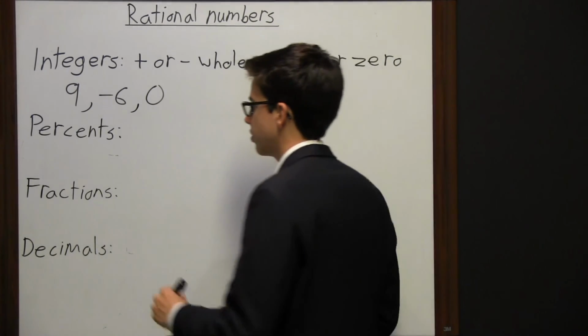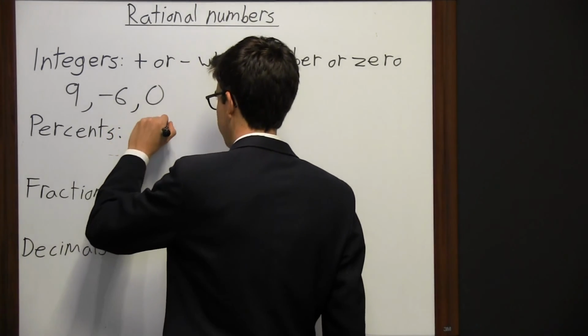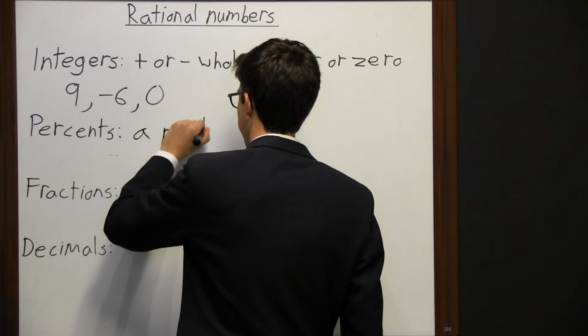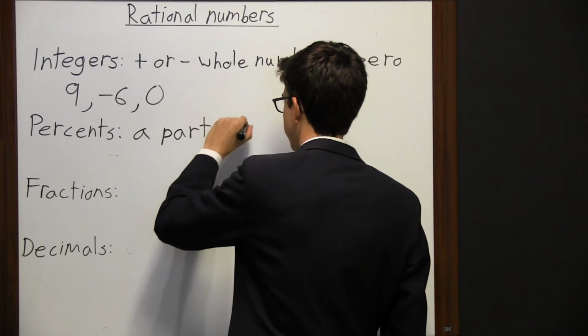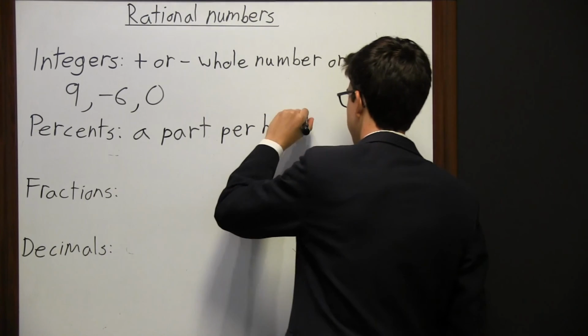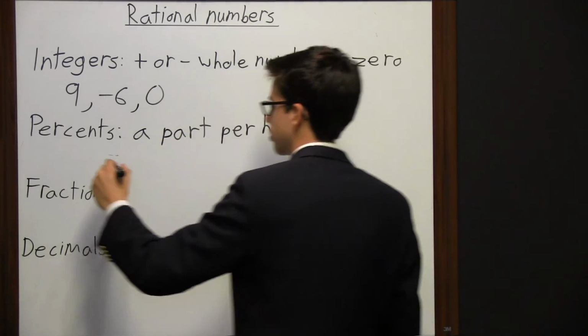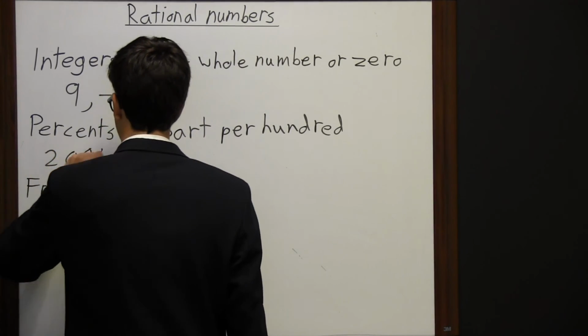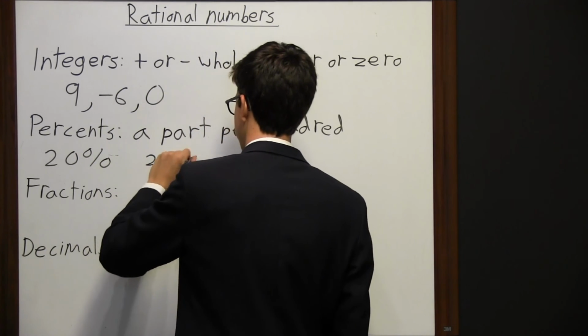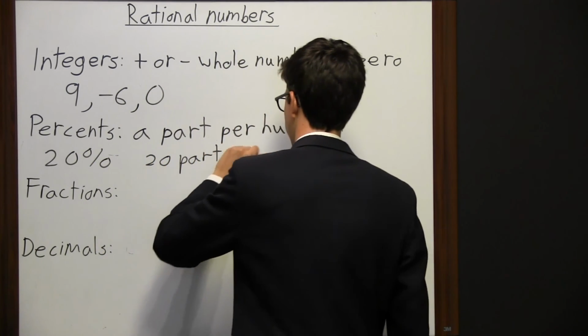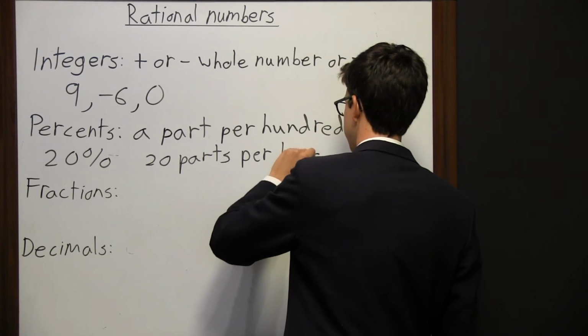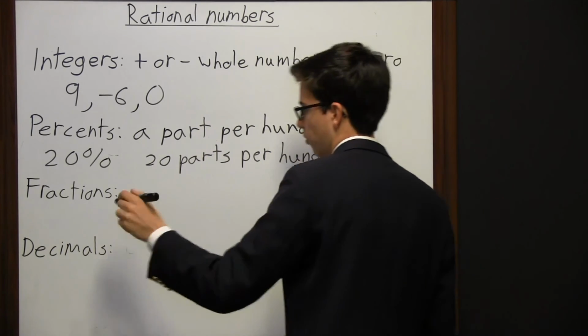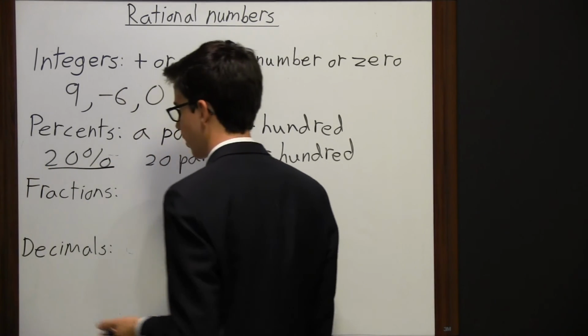And so now we move on to percent, which is kind of a more complicated way to say a part per 100. So an example of a percent is 20%, which we could also write as 20 parts per 100. But the important thing here is just you know what a percent is, like 20%.